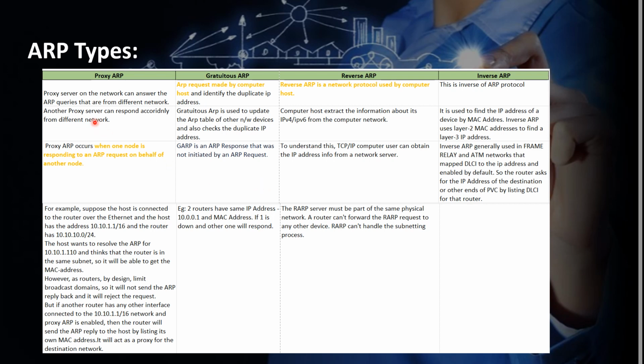This is the detailed information on proxy ARP, gratuitous ARP, reverse ARP and inverse ARP, and this is an example. Whatever we have discussed so far has been mentioned here. Gratuitous ARP is enabled by default, and proxy ARP is disabled by default on a few routers. We are not using reverse ARP anymore, instead we use the DHCP protocol, and inverse ARP we mostly use in Frame Relay and ATM networks.